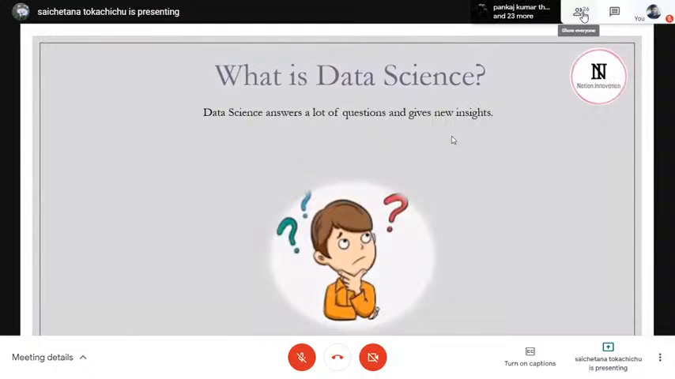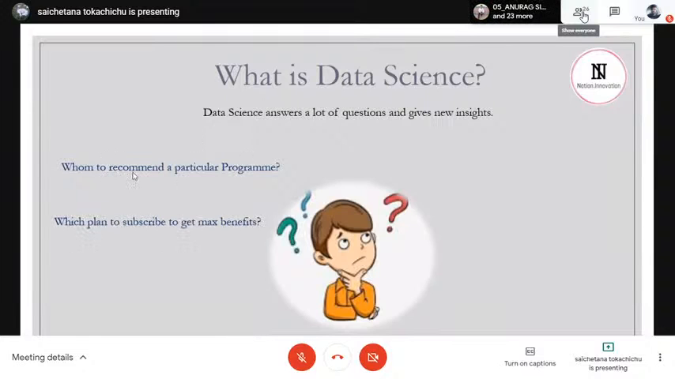First, whom to recommend for a particular program. Let's say I am launching a new program like this data science program, and I am interested in increasing my customer base. For that, obviously, I'll have to spend money on advertisements. To advertise, I have to select a particular group to recommend to. Students, obviously, for this. Or if you are selling iPhones, you will be targeting a richer section of people or the youth. And then, which plan to subscribe to for maximum benefits.